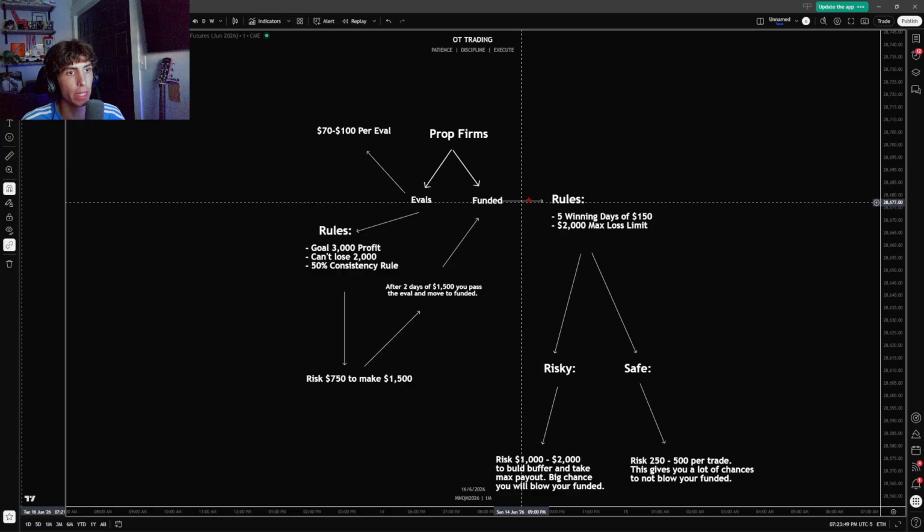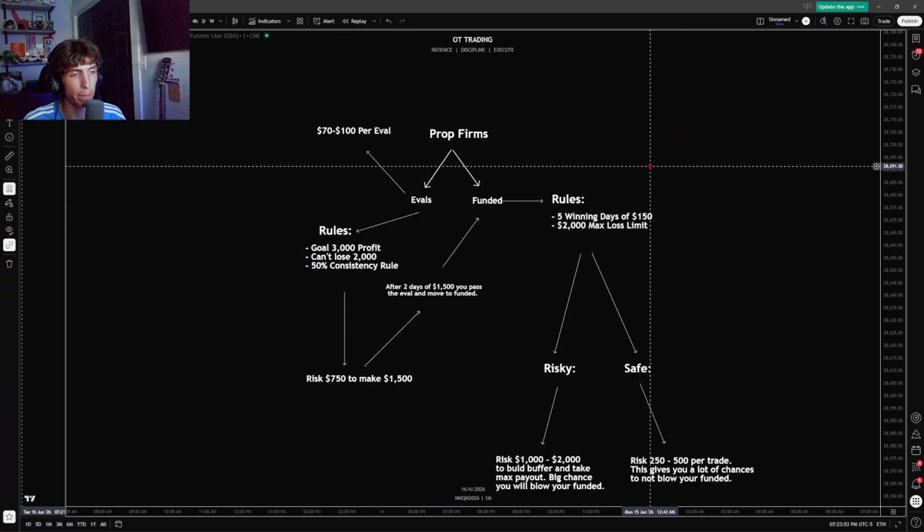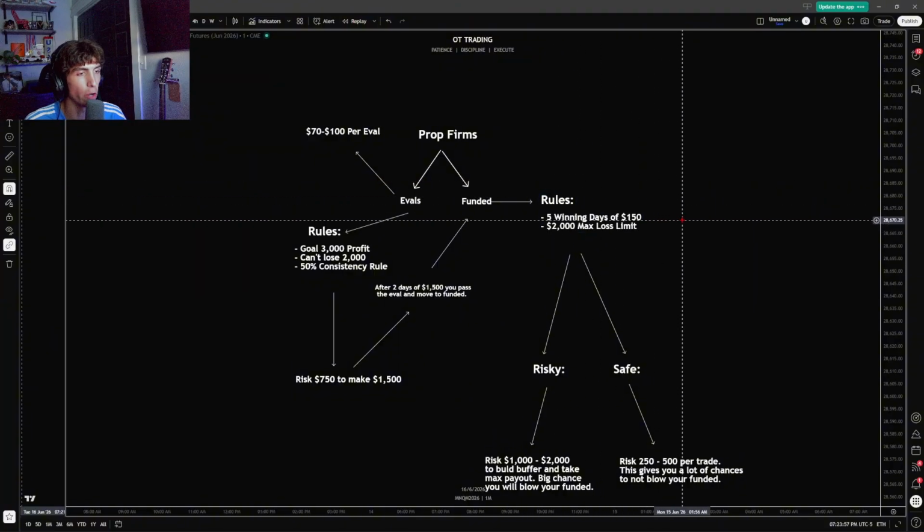A funded account has a different set of rules than the eval. In order to take a payout, you need 5 winning days of $150. That means if you have 5 winning days in a row and you make over $150 each day, you can request half of your balance.